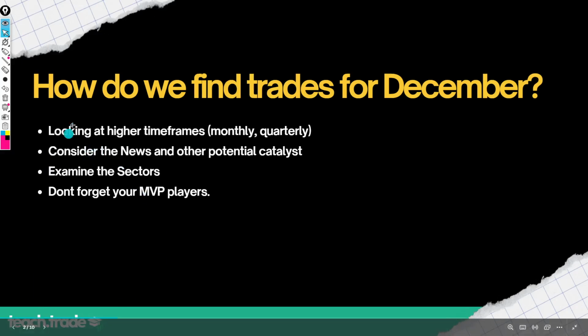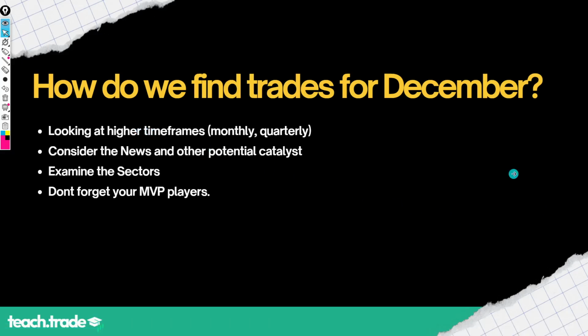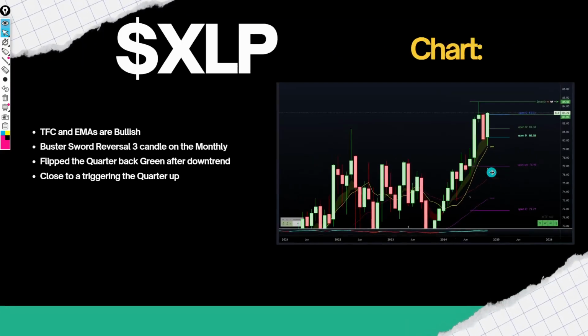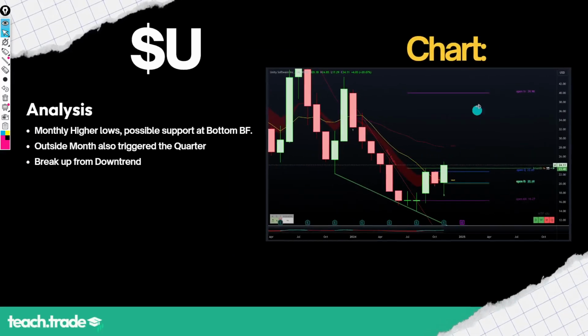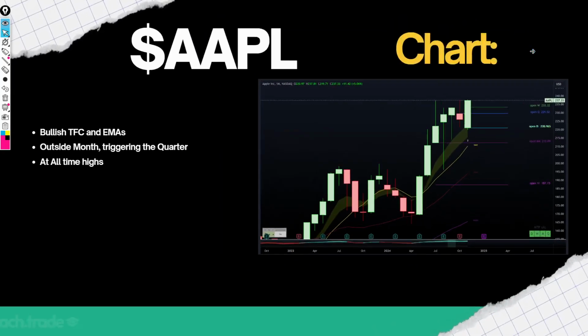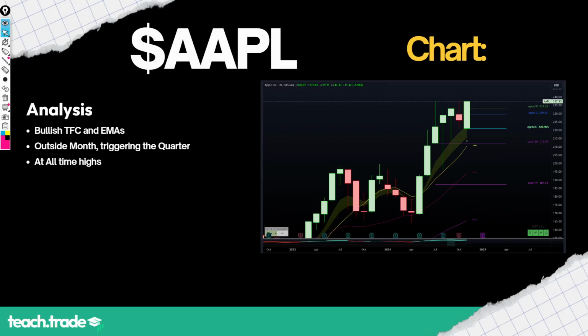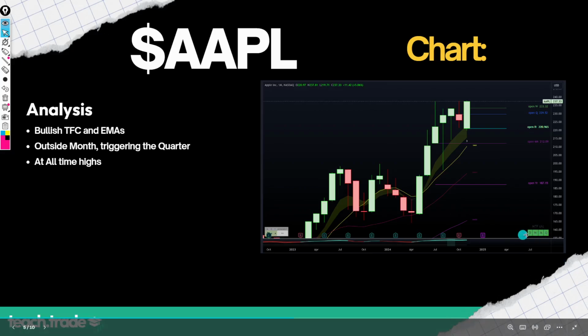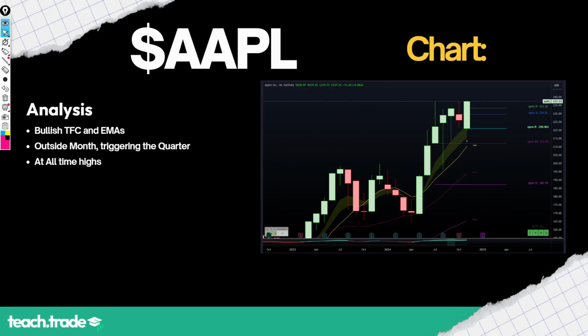Yeah, so those four things are very important. So we went over XLP, we went over Unity, and now we come to another one that's actually doing great today. So we have Apple. Apple is super bullish on the full time frame continuity as well as the EMAs, aka the golden crosses. As you can see down here, we have all green. We had an outside 3 month triggering that also triggered the quarter last month.